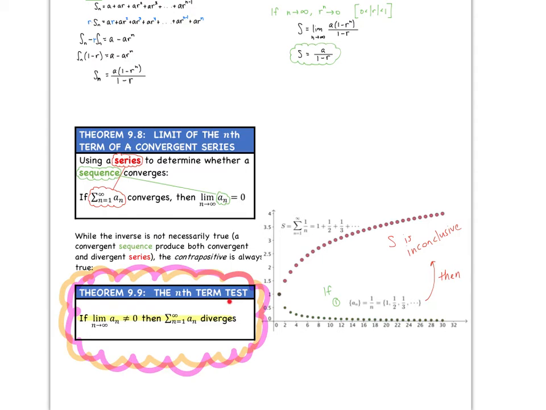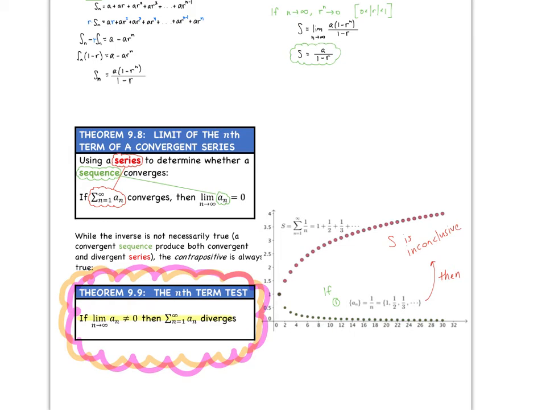This is called the nth term test. So highlight this, do whatever you need to do to know that this is a very important test. We would always start by taking the limit of our sequence. If it does not equal 0, then we can say that the series diverges. If the limit of that sequence equals 0, we're inconclusive. This is only to show that a series diverges.